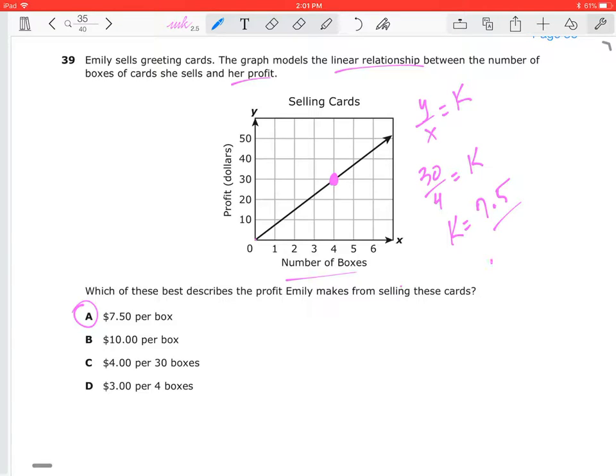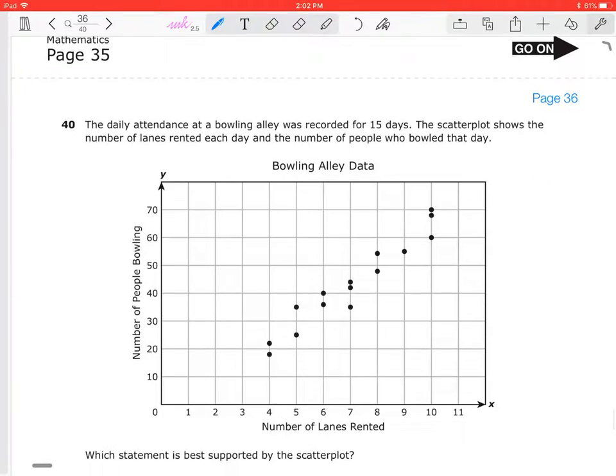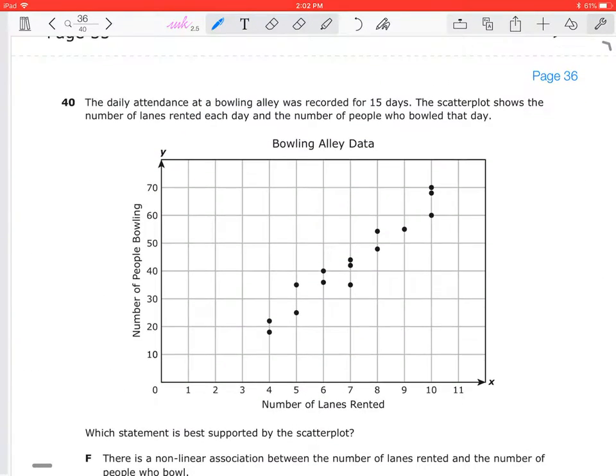Now, let's double check. If I were to write our equation in direct variation, that'd be y is equal to 7.5x. Okay? So if I sell one box, that's going to be about 7.5. That looks close. It's close to 10, that's close enough. And if she sells 2 boxes, 2 times 7.5 is going to give us 15. That's right there in the middle, right where it's supposed to be. That's perfect. So, yes, this is our answer. Each box she sells, she makes $7.50.